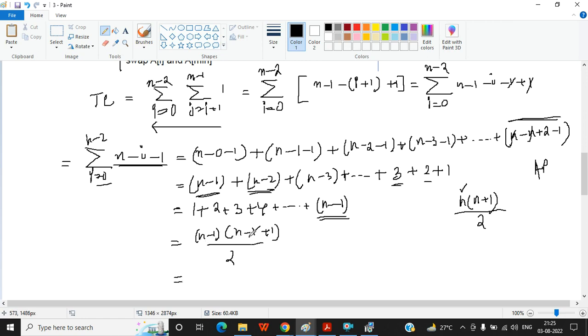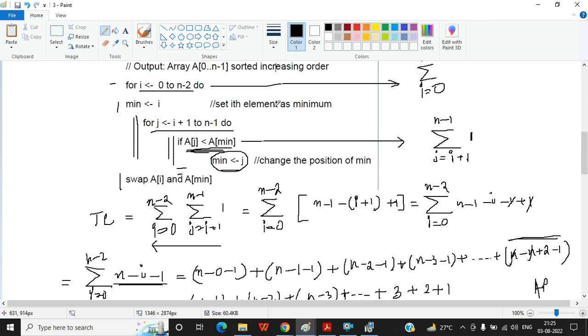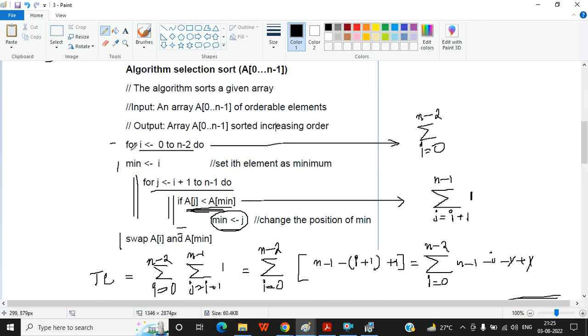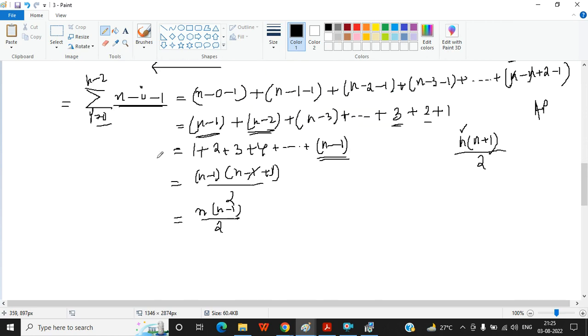So what does it become? Now it becomes simply n into n minus 1 by 2. I'm just writing this n before, n into n minus 1 by 2. So this is the time complexity of this algorithm. This is how you can compute the complexity of any algorithm.